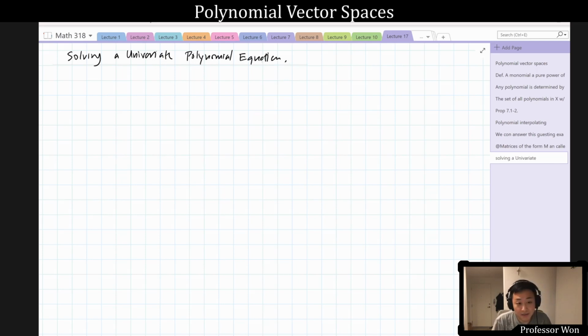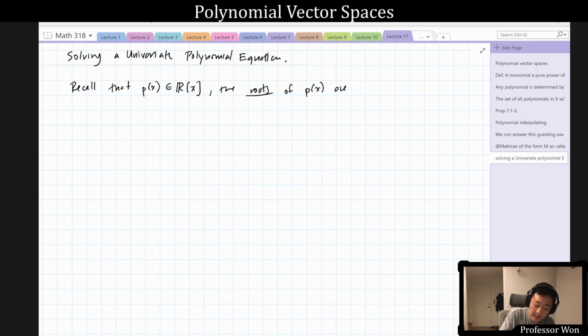Now by solving, I really just mean finding the roots of a polynomial. So recall that if P is a polynomial, this is the grown-up mathematical notation to say that P is a polynomial. You say that it's an element of R adjoin X, which is a vector space of all polynomials in one variable X, right? So if you have a polynomial, then the roots of P are the values of X such that P of X equals 0.